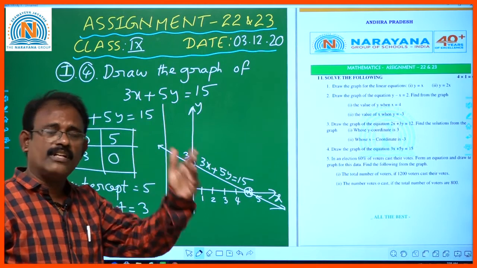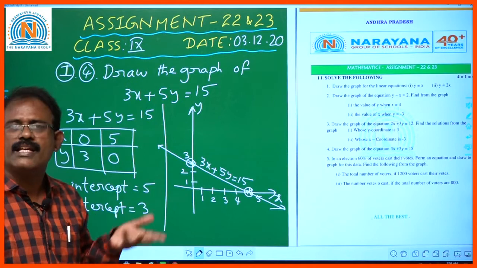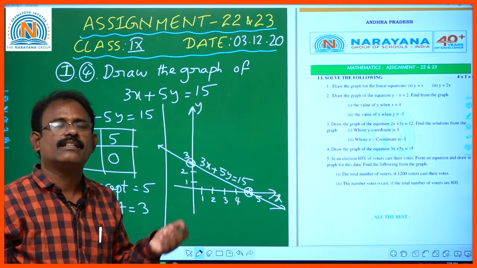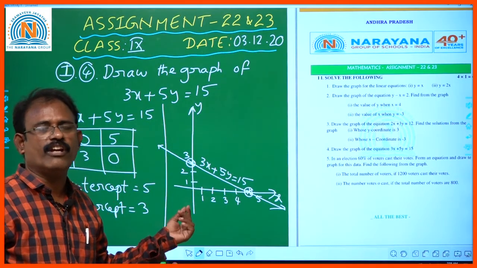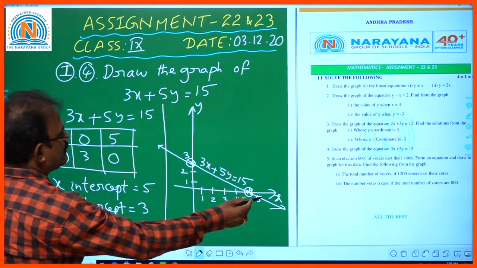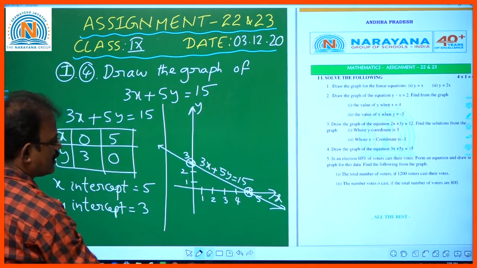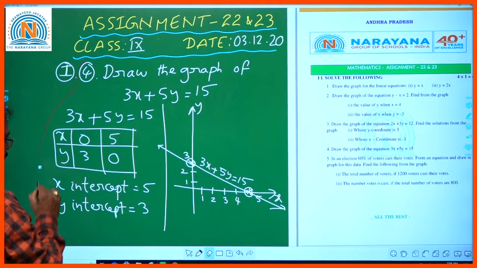Sir, we have infinitely many points. Why don't we identify other than these points? Yes, our wish. No issue, children. This is a little bit easier way than the other. Okay, this is the straight line which represents 3x plus 5y is equal to 15. Okay, children. So our next question.